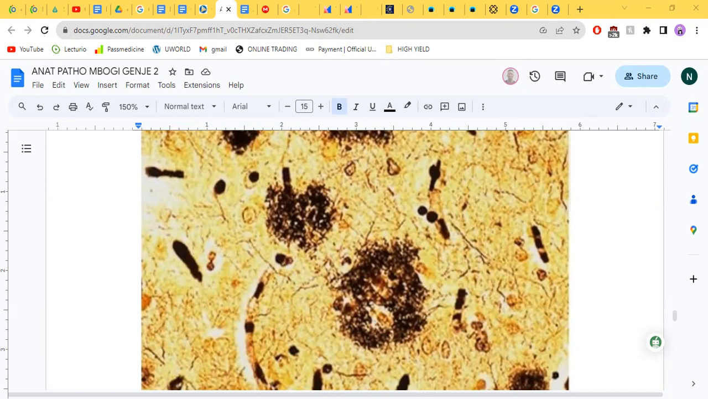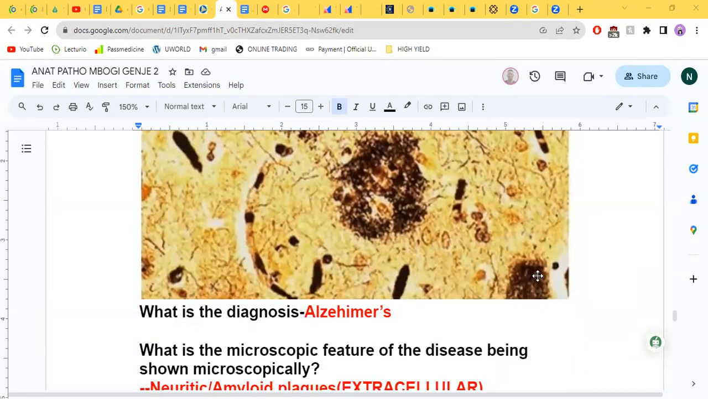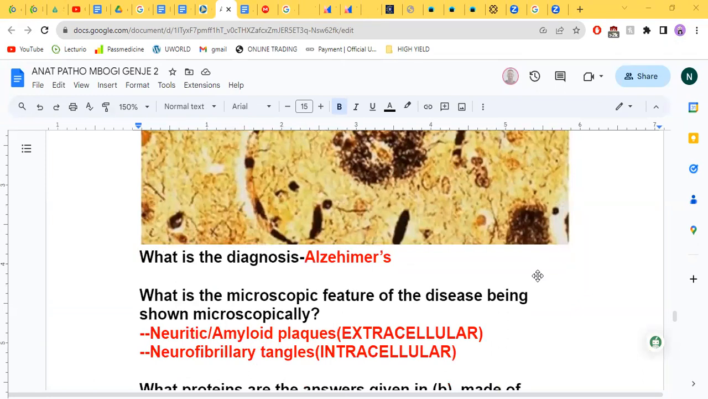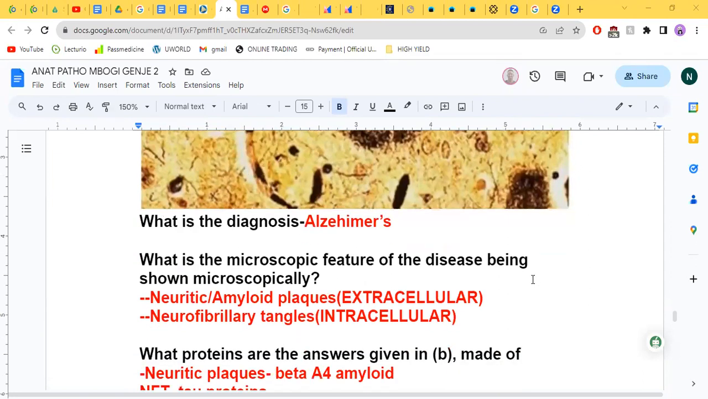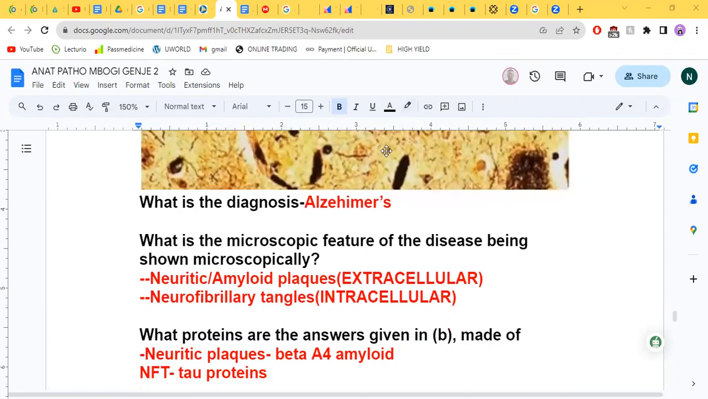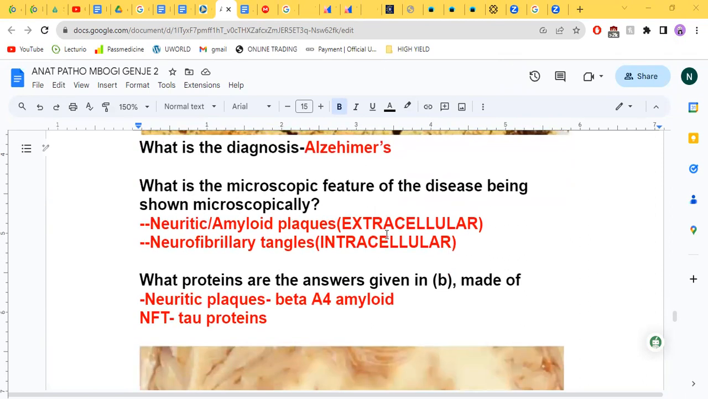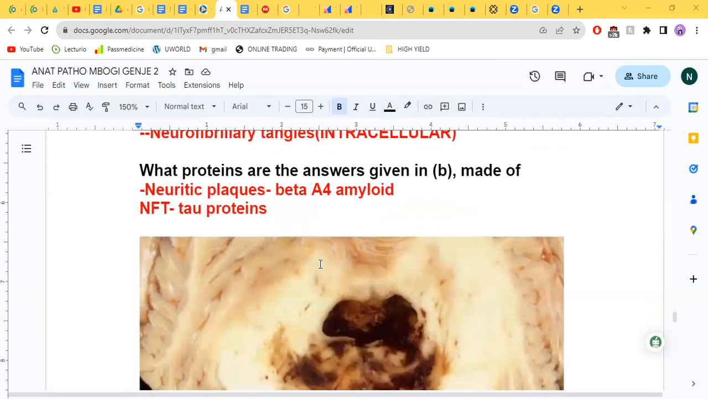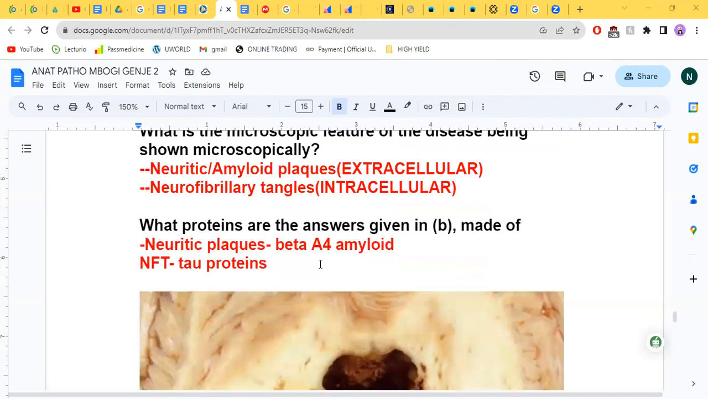Nate, maybe we can move down. Sorry, maybe we can just move down. Yes, the beta amyloids are extracellular. So what are the microscopic features of the disease being shown? We have the neuritic beta amyloid plaques, which are extracellular, and the neurofibrillary tangles, NFTs, which are intracellular. Now, the neuritic plaques are formed by beta amyloid, and the NFTs are formed by the tau proteins.